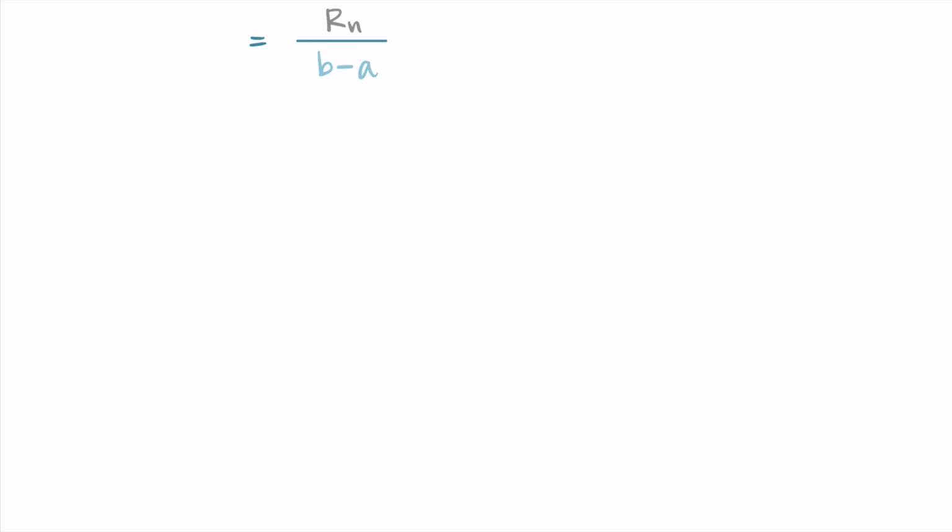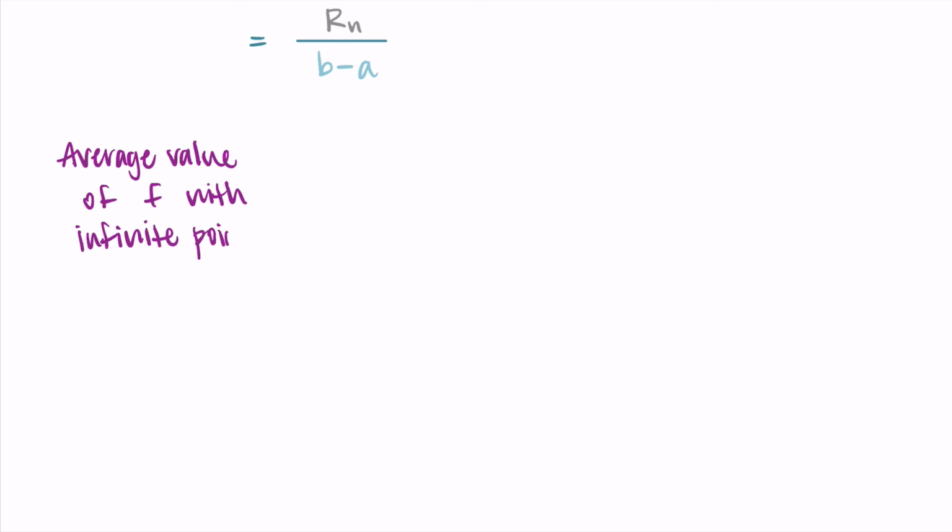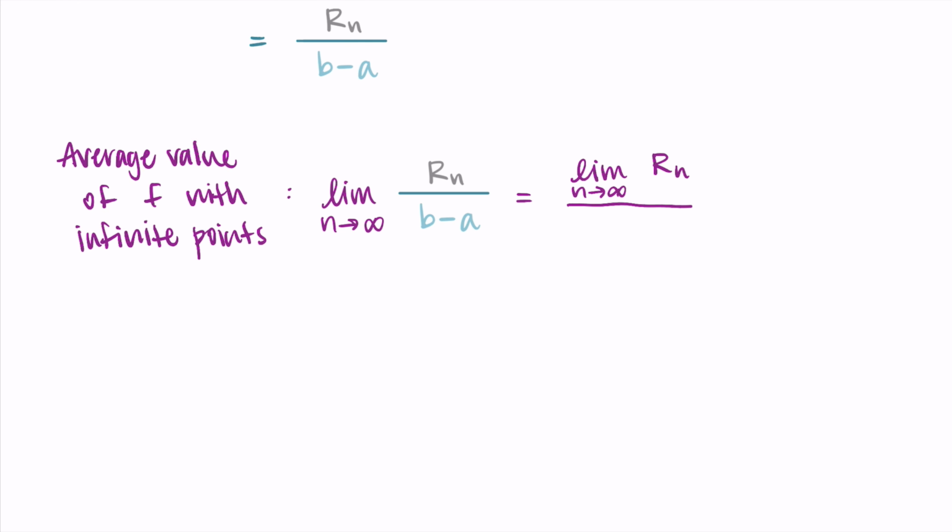Specifically, we know that if we take an infinite number of rectangles in our Riemann sum, we actually get a definite integral where we're adding up an infinite number of things. So if we were to now compute the average value of our function with an infinite amount of points, what we are going to do is send the n, which is the number of points, to infinity using a limit. So we're taking the limit as n approaches infinity of r sub n over b minus a. Now the only n value is in the numerator, so we can put the limit in that numerator. And when we do this, when we have the limit as n approaches infinity of our Riemann sum, this is exactly the definite integral. This is how we defined it way back when.